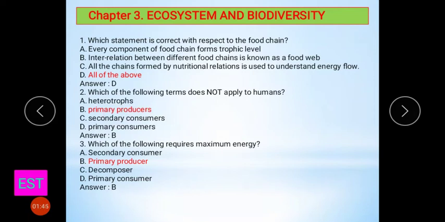Which of the following requires the maximum energy? Primary producers require the maximum energy to produce their own food. By absorbing carbon dioxide and water in the presence of sunlight, they produce their food. It requires the maximum energy. That's why B is the correct answer.